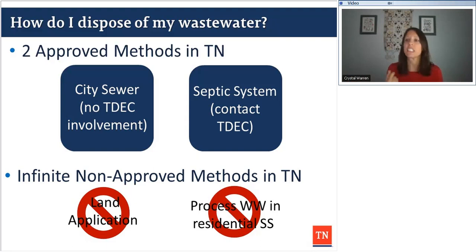Where TDEC does get involved is if you have a septic system. So again, 2 approved methods. One is city sewer, the other one's septic system. So if you're not connected to the city sewer, then you have to have a septic system. And that could be for if you have a pumpkin patch and you want to provide a bathroom for your guests, you may need a septic system.